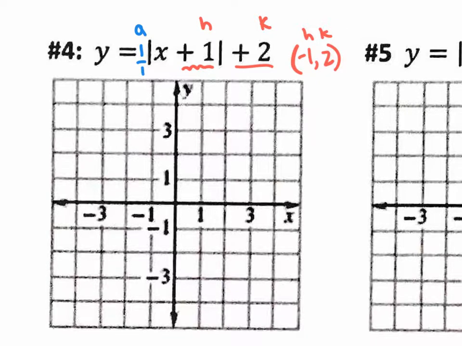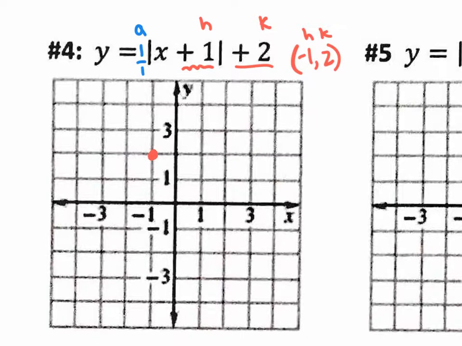So again, the HK is the highest or the lowest point of your V of your graph, depending on if it opens up or down. And if your A value is positive, the V is going to open up. If the A value is negative, the V is going to open down. So let's go to the coordinate -1, 2. -1 on the X, 2 on the Y.